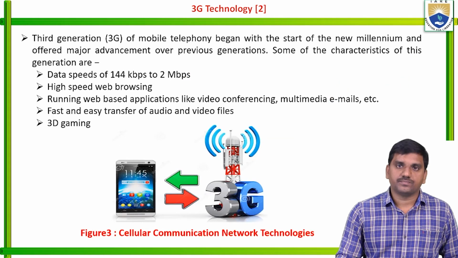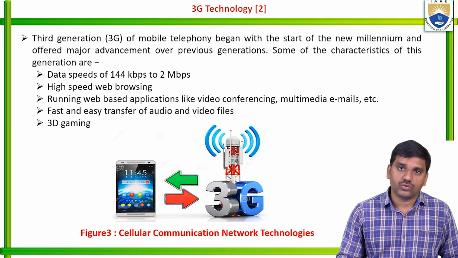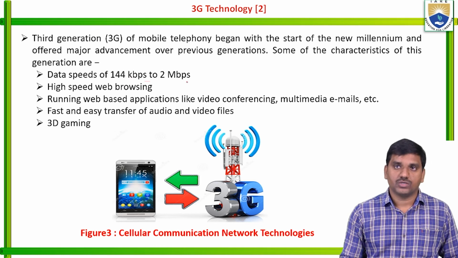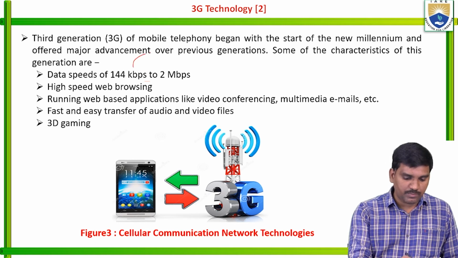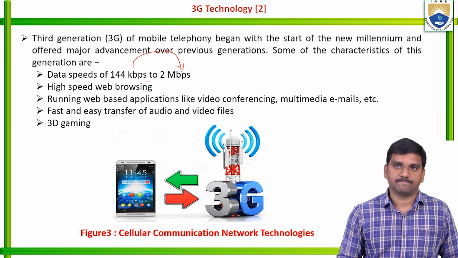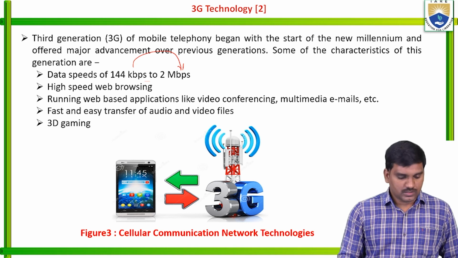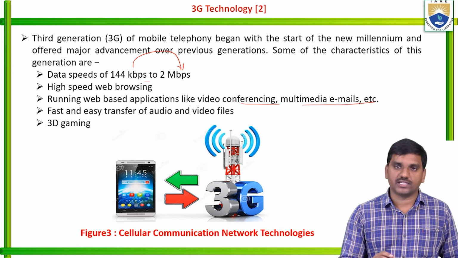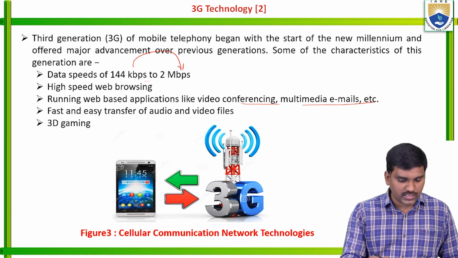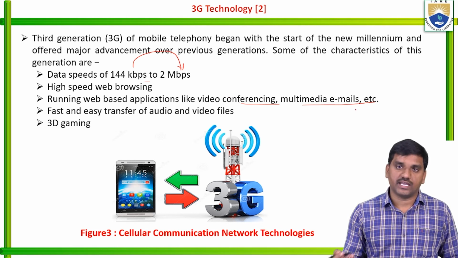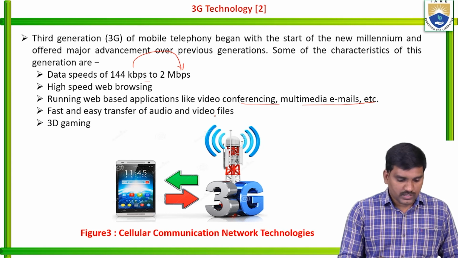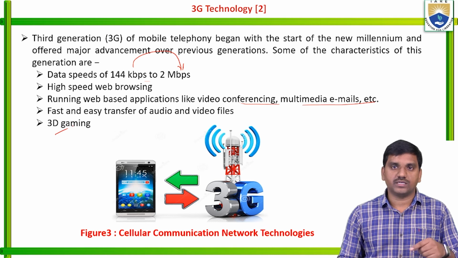Next, 3G. In 3G we have some more advantages. Data speed from 144 kbps to 2 Mbps. So the kbps transformed into Mbps. Next, high speed browsing. Running web applications like video conferencing, multimedia emails. Up to 2G there were no video calls, but in 3G we have video calls, video conferencing, multimedia, emails, etc. Next, fast and easy transfer of audio and video files. Next, 3D gaming also comes under 3G.